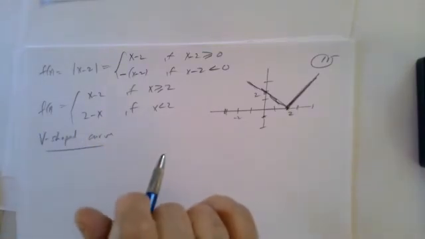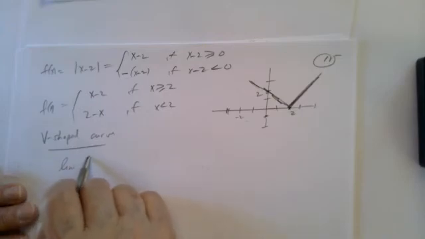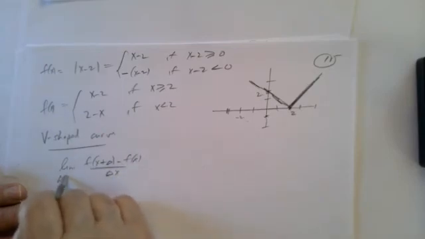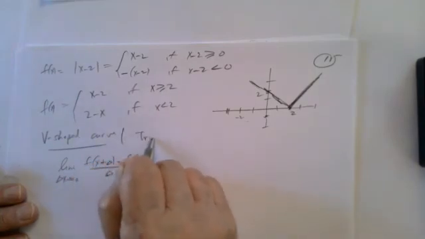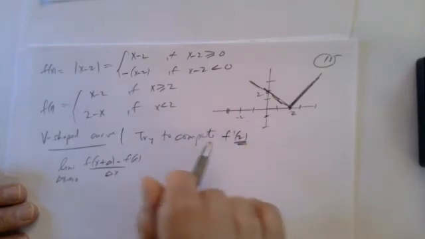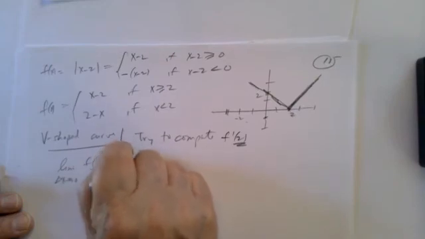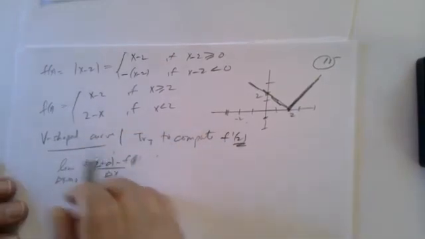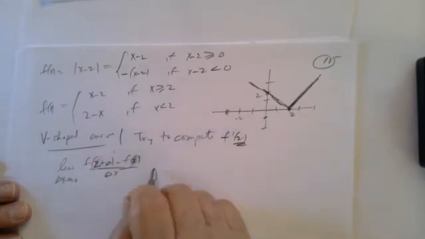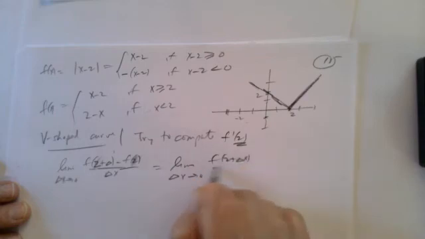Now, let's try to calculate the derivative. So I want to calculate the limit of f of x plus delta x minus f of x over delta x as delta x goes to 0. So what I want to do is to try to compute the derivative at the point 2. So I'm looking at f of 2 plus delta x minus f of 2 over delta x as delta x goes to 0. Of course, f of 2 is 0. So this is the limit as delta x goes to 0 of just f of 2 plus delta x over delta x.